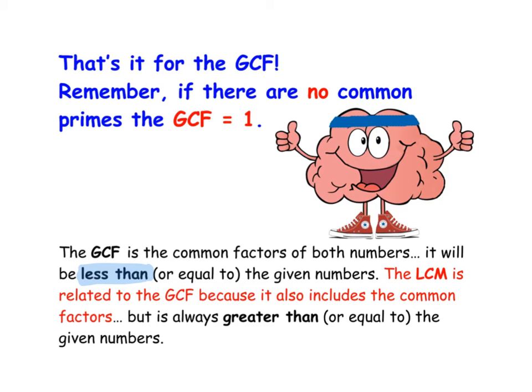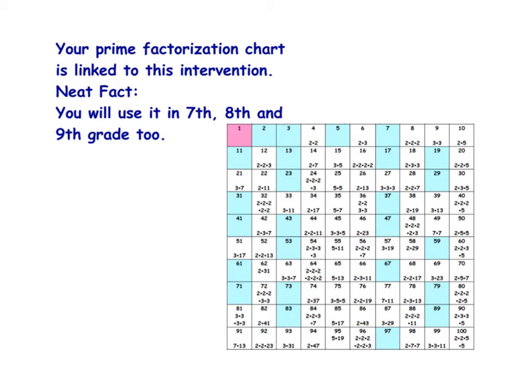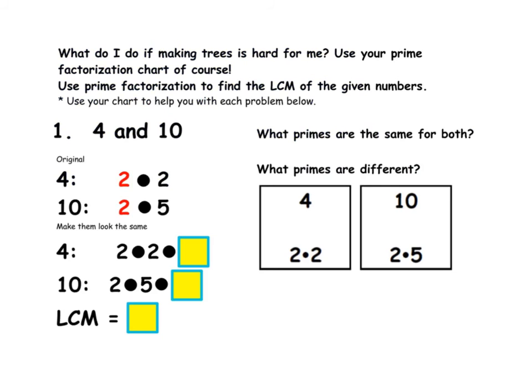But the LCM is always greater than or equal to the given numbers. And so factors are numbers that are smaller than or equal to given numbers. Multiples are numbers that are greater than or equal to given numbers. Your prime factorization chart is linked to this intervention, and you'll use it again in 7th, 8th, and 9th grade too, because it includes the building blocks of numbers.